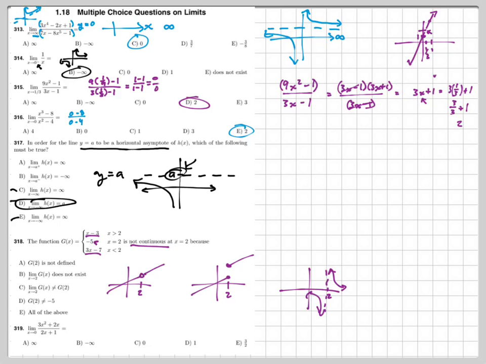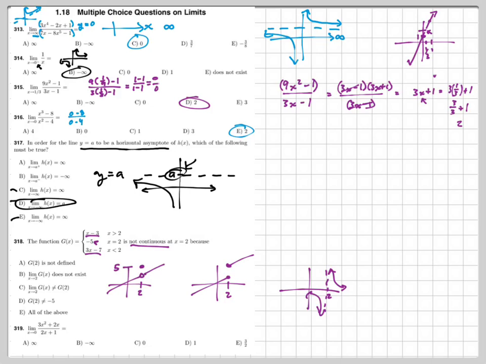I totally forgot about the removable discontinuity, which is kind of like the hole. That just means that there's like a dot right there off to the side. And so what if this is what's happening to our line and this is a 5 right there? That's a removable discontinuity. All right, so let's read our answer choices.